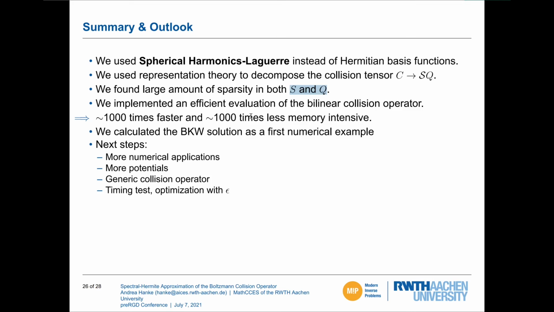As a first numerical example, we calculated the BKW solution and found that the analytical solution is in agreement with our numerical approximation. Next steps are more numerical applications with more potentials, for which we need to compute the generic collision operator, and we want to do some timing tests to further optimize the calculation with epsilon.